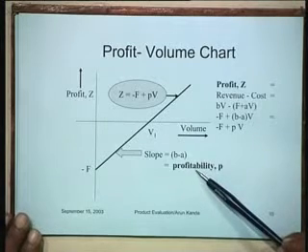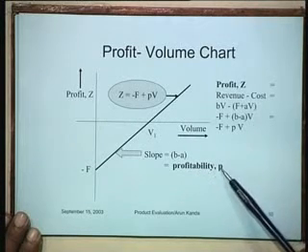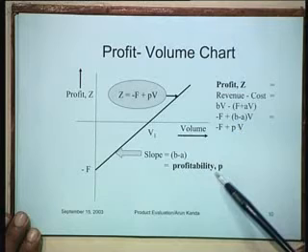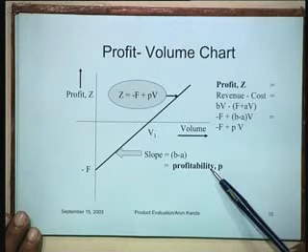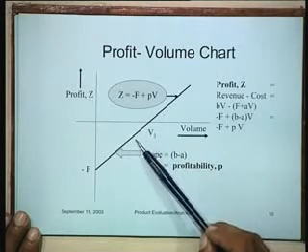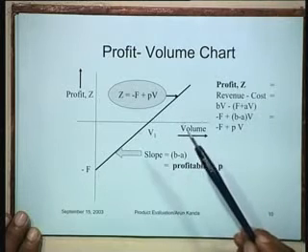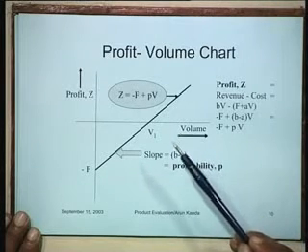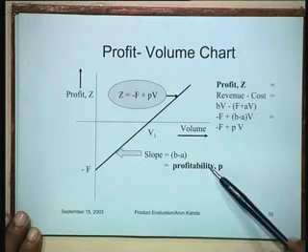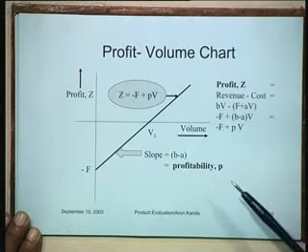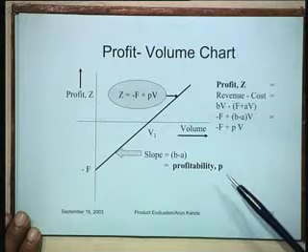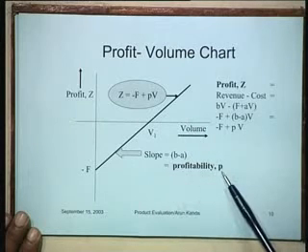Now why do you think this difference B minus A is called the profitability? What is the physical or the managerial significance of profitability? See, profitability here is the slope of the profit volume line. So the interpretation of profitability is the increase in profit per unit increase in volume of sales, right? So that's why it is called profitability.